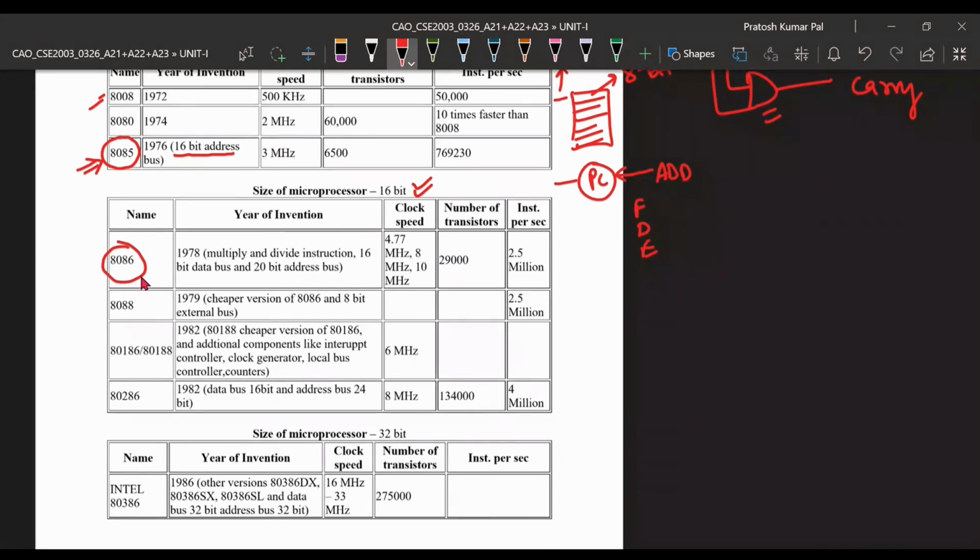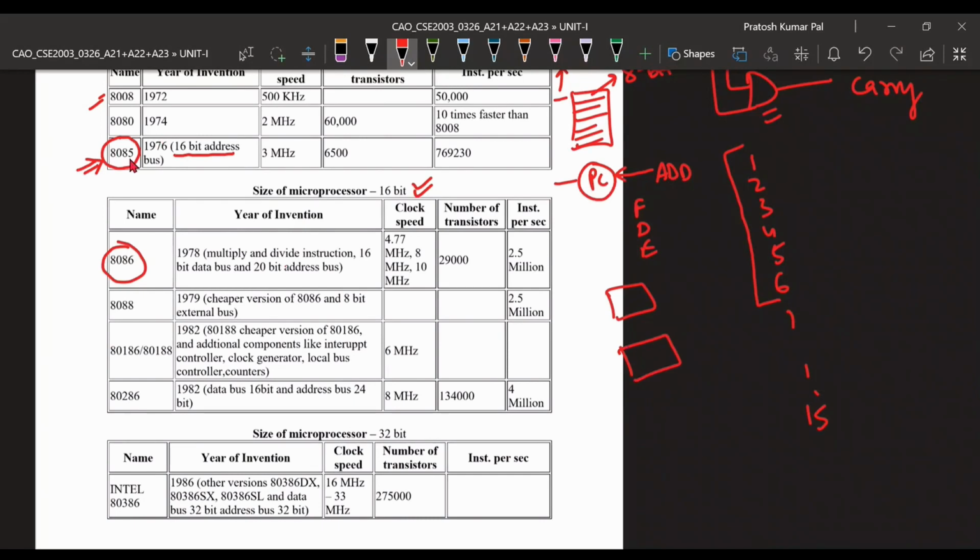But in case of 8086, it supports pipelining. There was a requirement: why don't we pre-fetch some of the instructions? Suppose 1, 2, 3, 4, 5 instructions are written, up to 6 instructions, suppose we are having 15 instructions. So 8086 has the property that it can pre-fetch 6 instructions at a time, and the fetching part is different and the execution part is different.